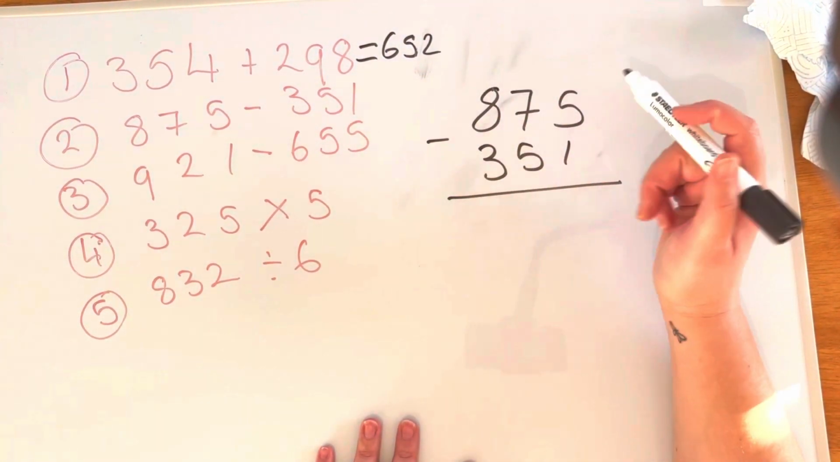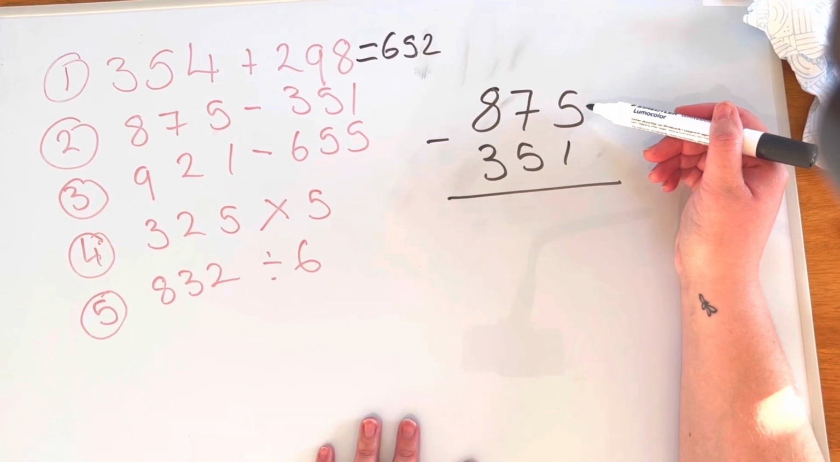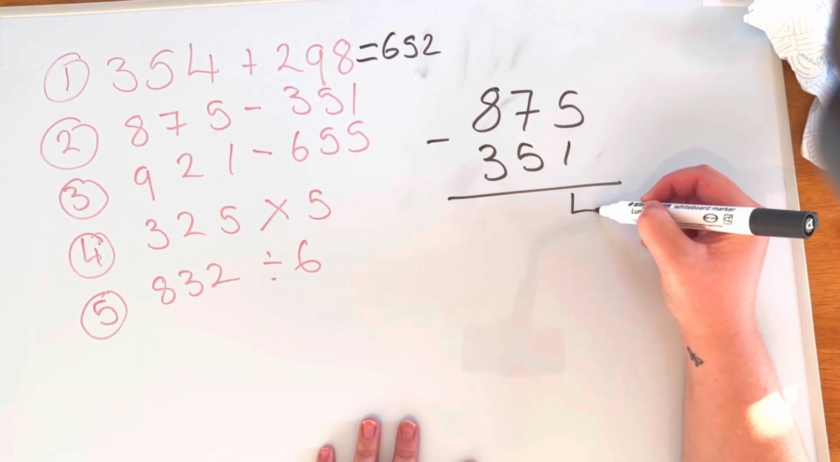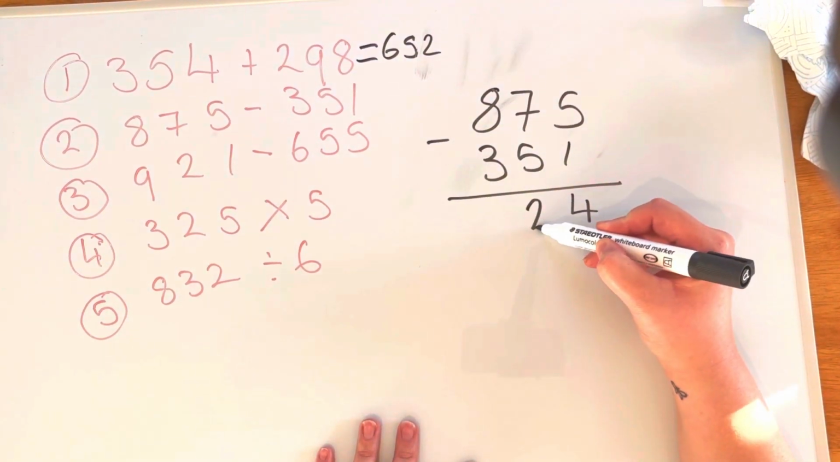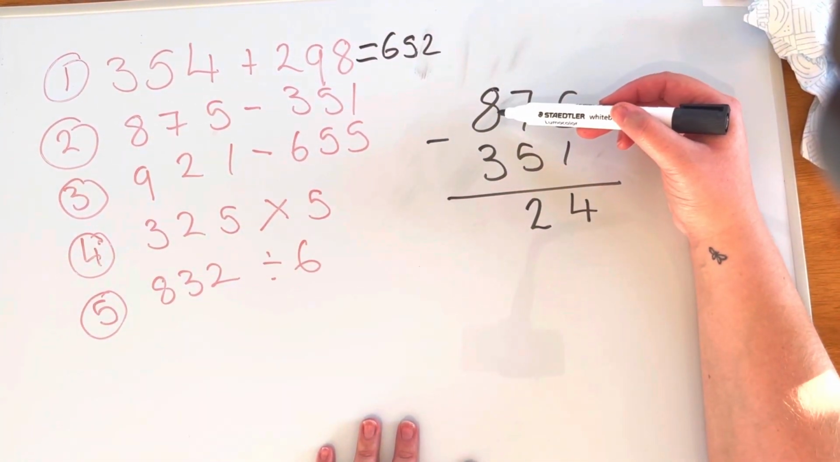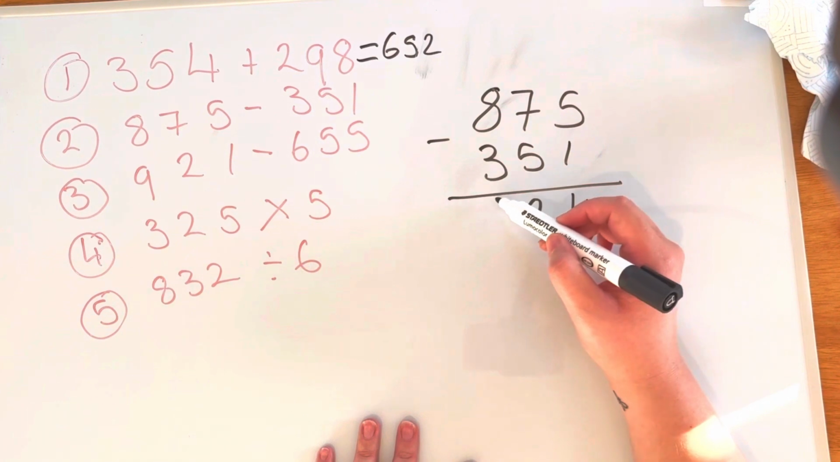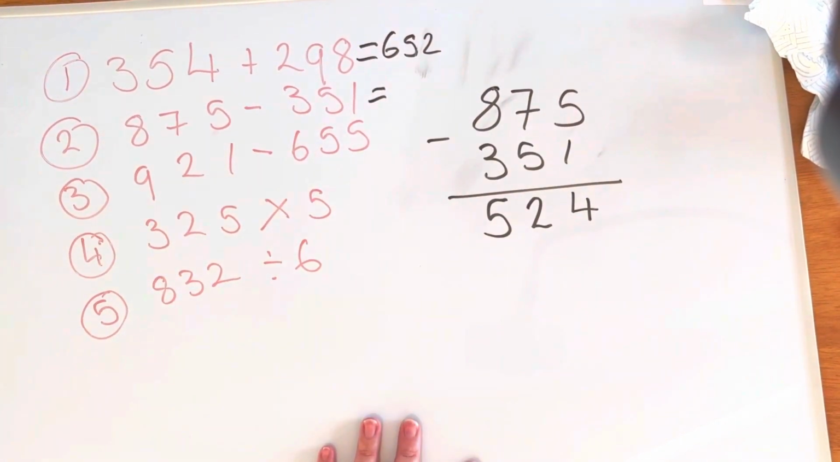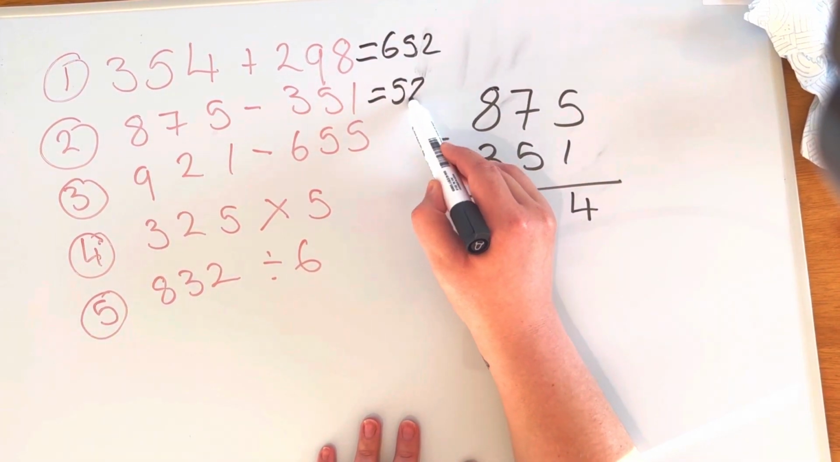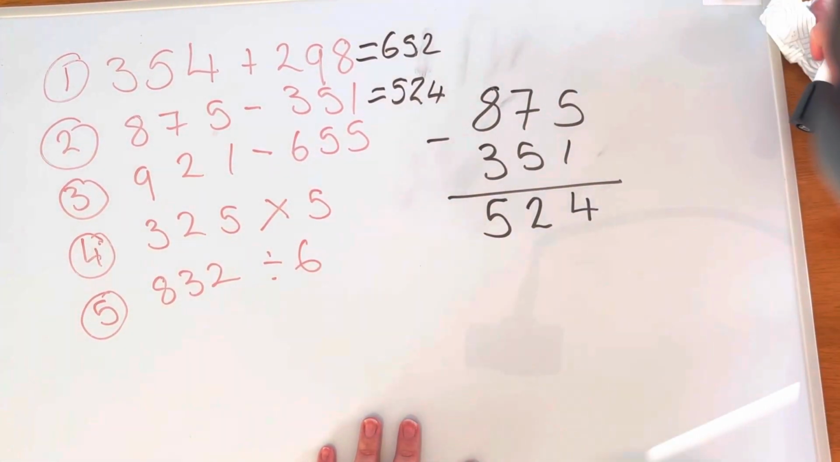And again, we always start with our ones. So 5 take away 1 is 4. 70 take away 50 is 20. 800 take away 300 is 500. So our answer to this one is 524, like so.